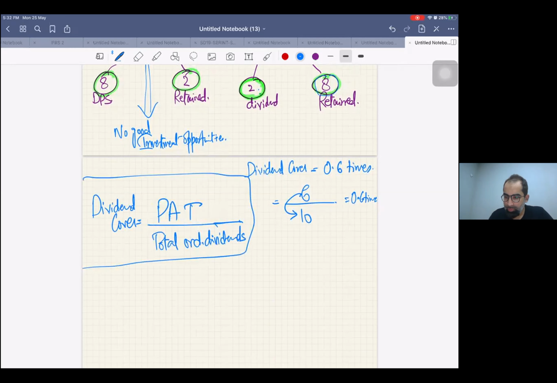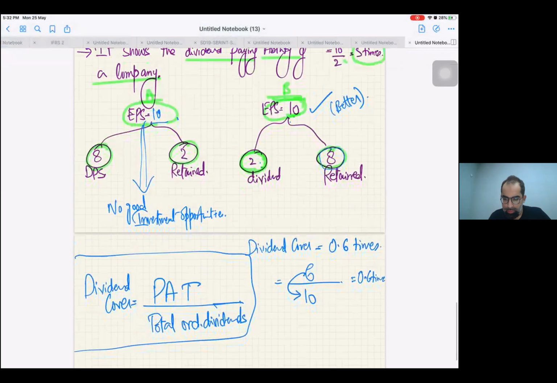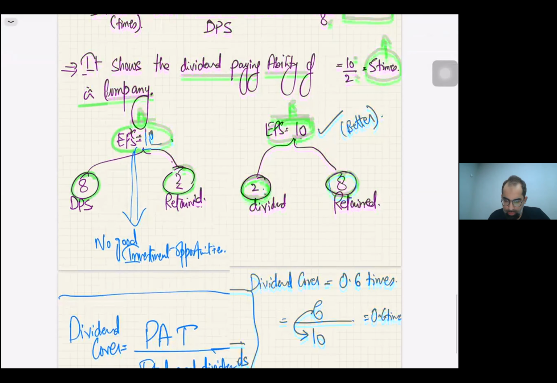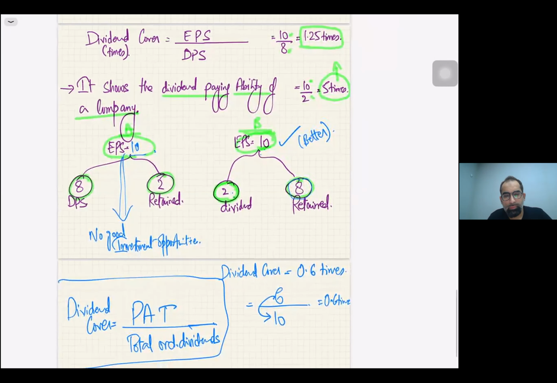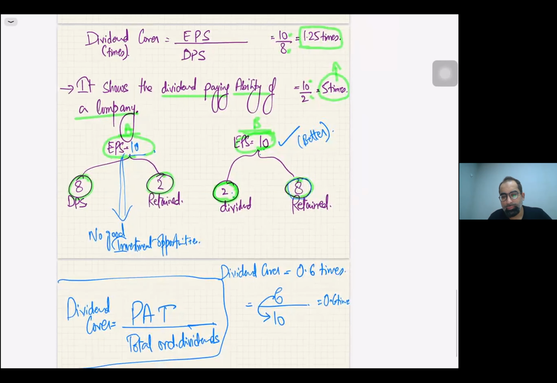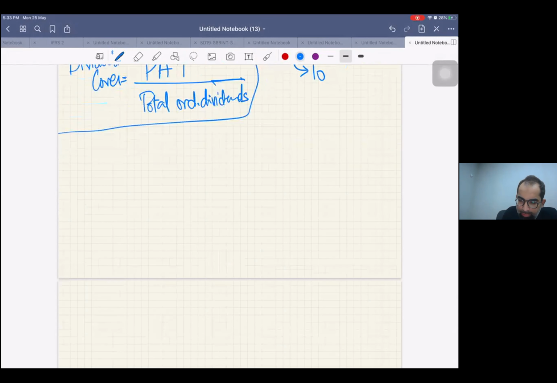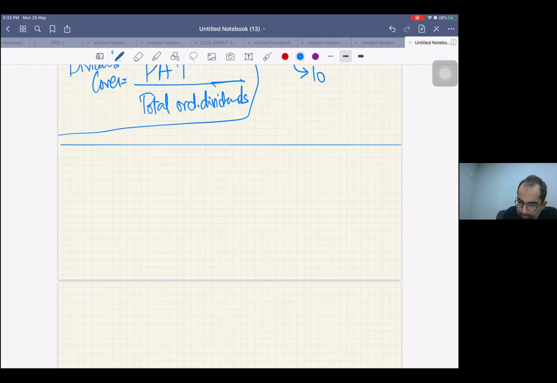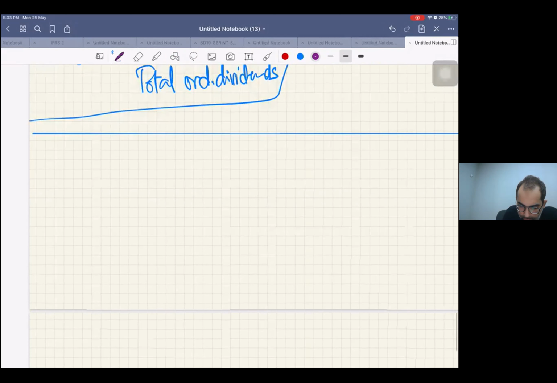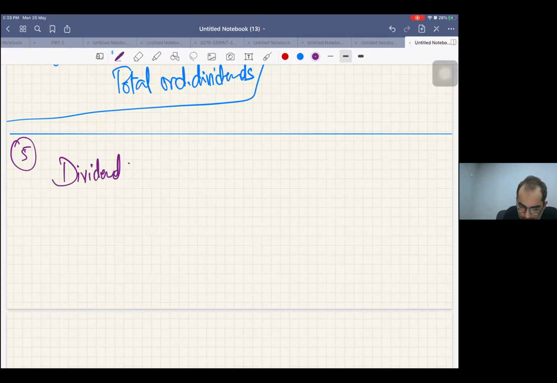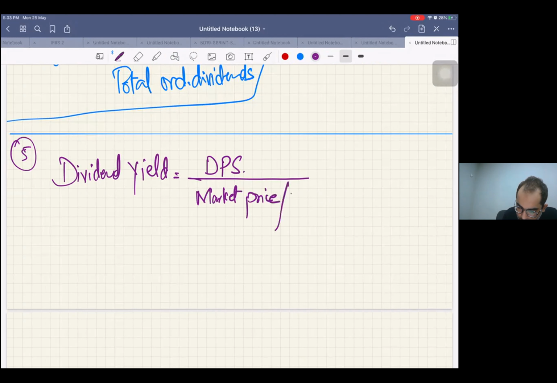Okay, have a look, please. This is the final. So the last ratio of this field is dividend yield. DPS, dividend per share, divided by market price per share, into 100.